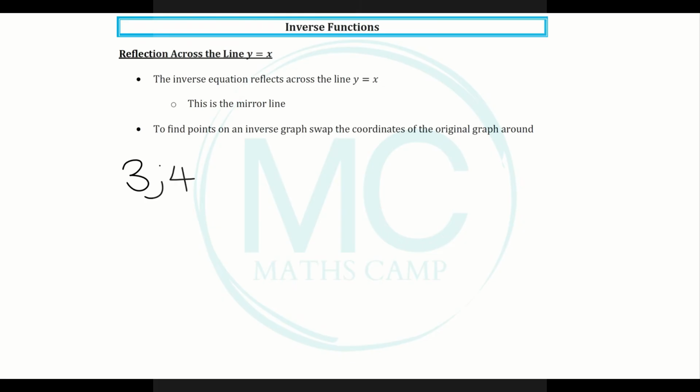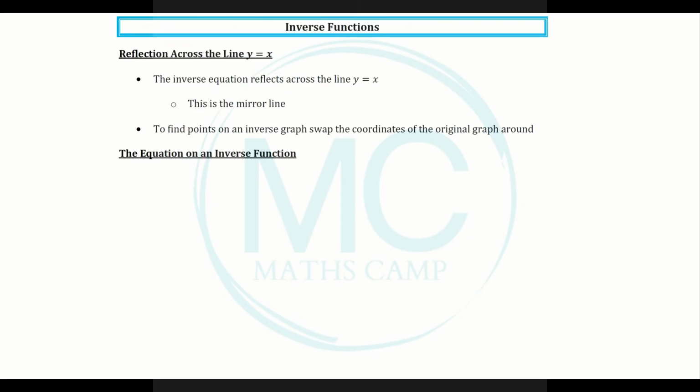As an example, let's say that on the original graph, we have a point with coordinates (3, 4). This means that the respective point on the inverse graph will have coordinates (4, 3). As another example, let's say we have point (2, -5) on the original graph. The respective point on the inverse graph will have an x-coordinate of -5 and a y-coordinate of 2.